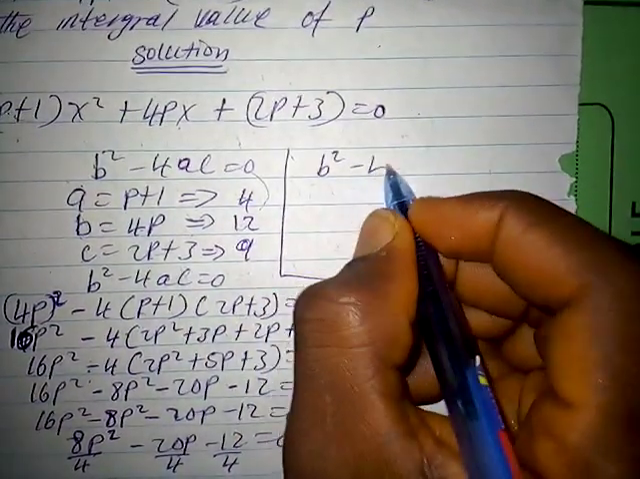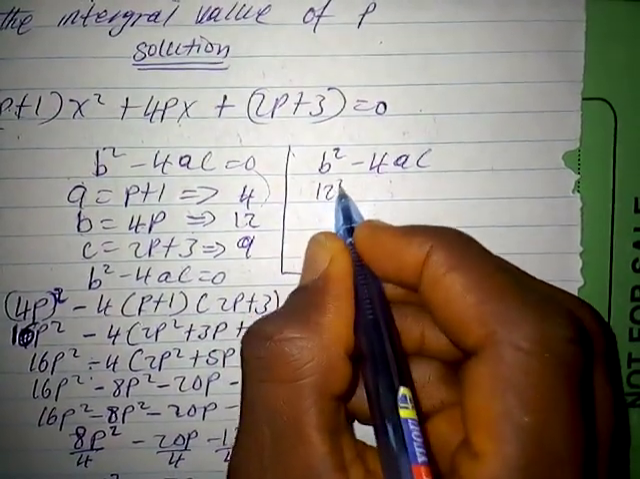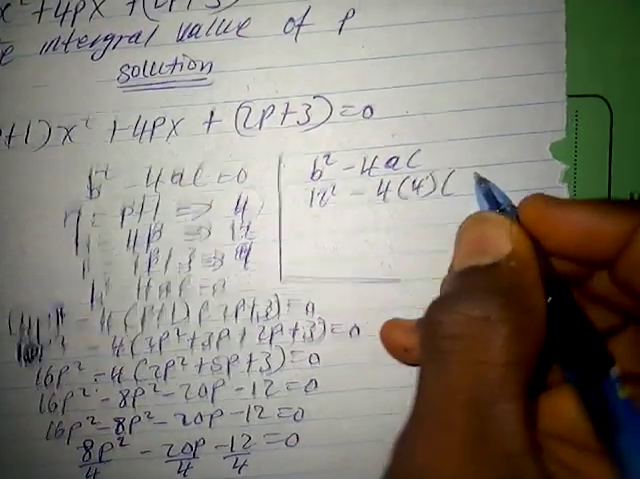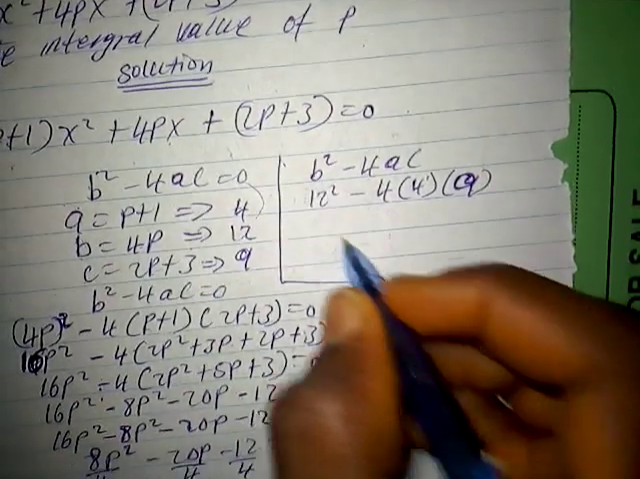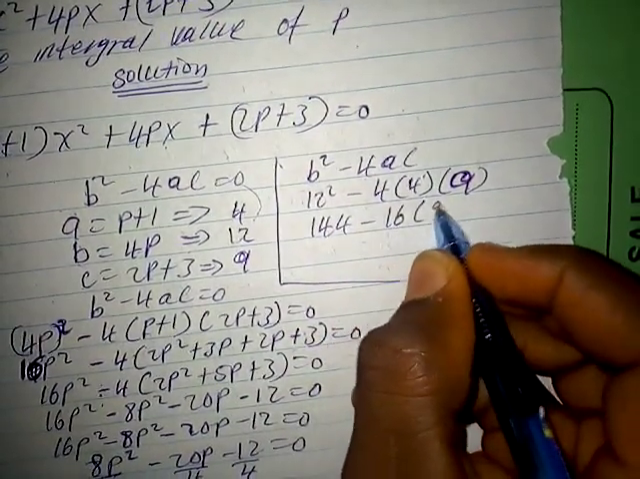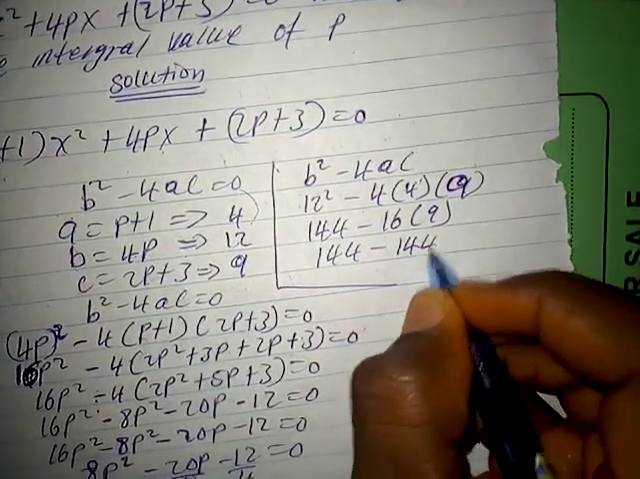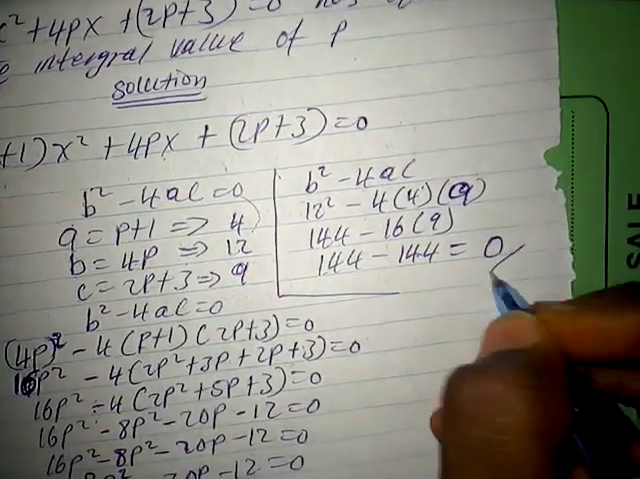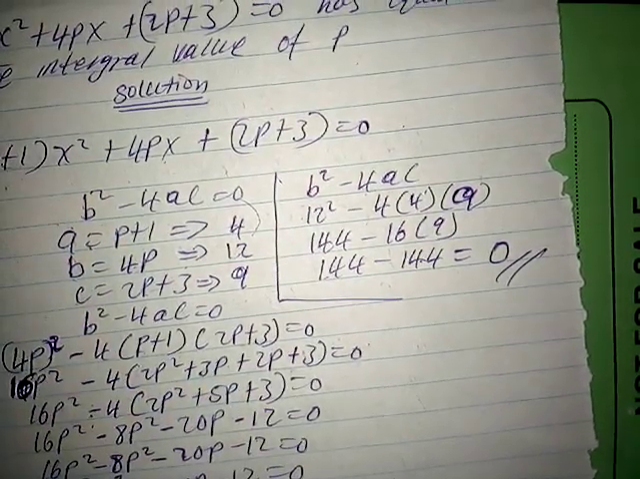b squared minus 4ac, right? What is b? We say b is equals to 12 squared, minus 4. What is a? a is the same as 4. c is the same as 9. 12 squared is 144, minus 4 times 4, 16 into 9. So 144 minus 16 times 9 is the same as 144. You see, when you subtract, 144 minus 144 is 0. So always when you use this formula and substitute, the answer will give you 0.